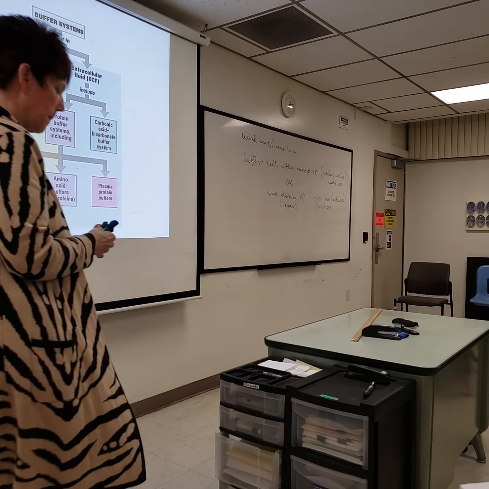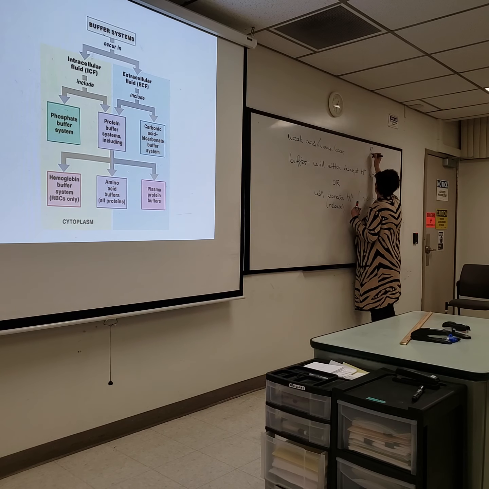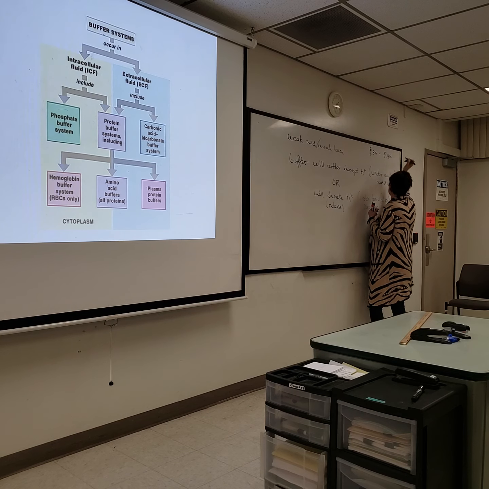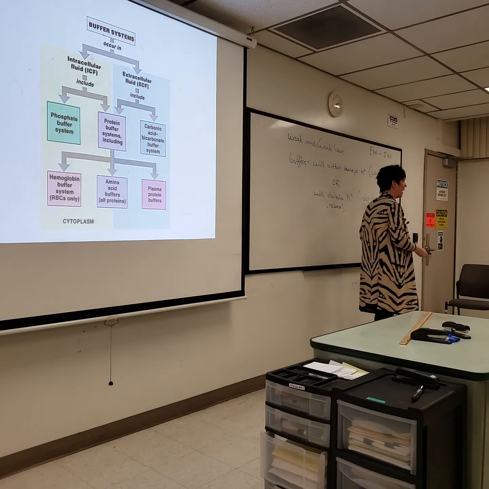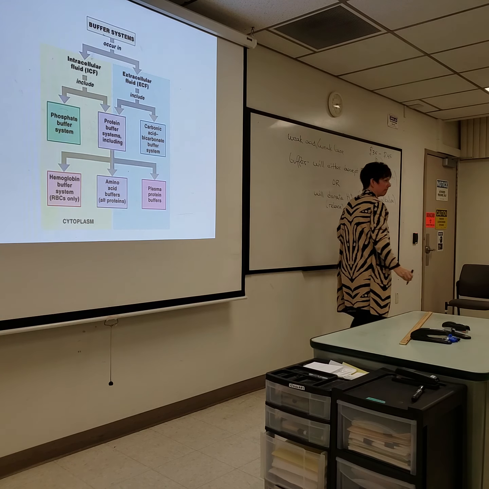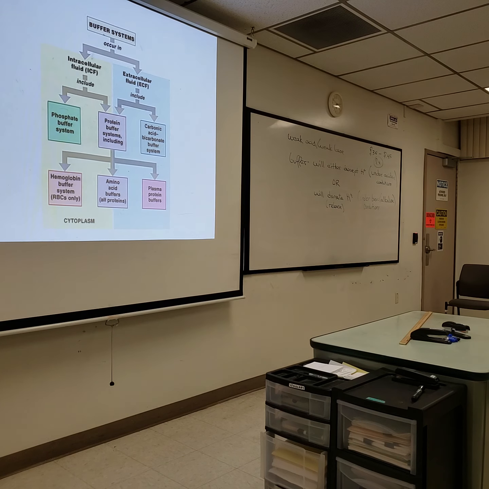Control, and the body's pH range is between 7.35 and 7.45, all right? With, of course, the average being 7.4. That's the ideal range for the function of proteins in our body.